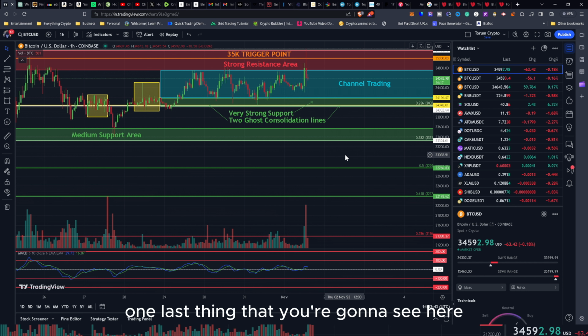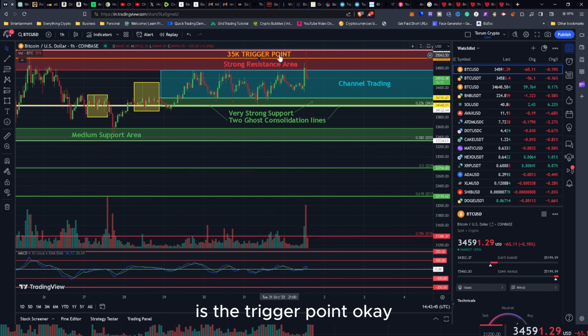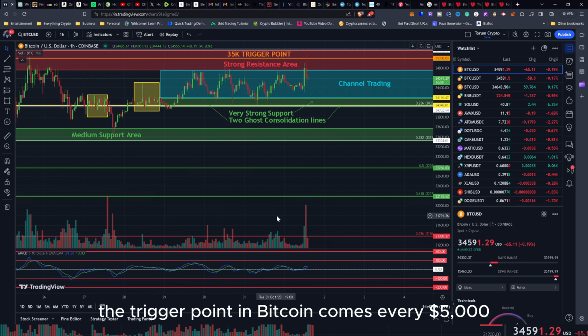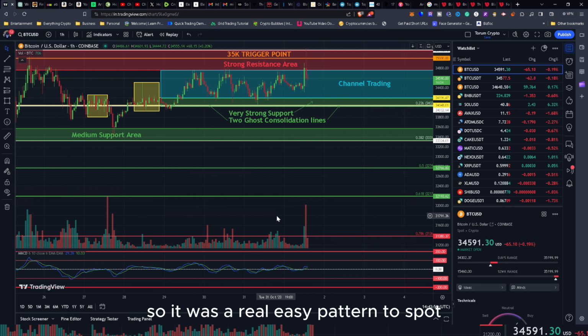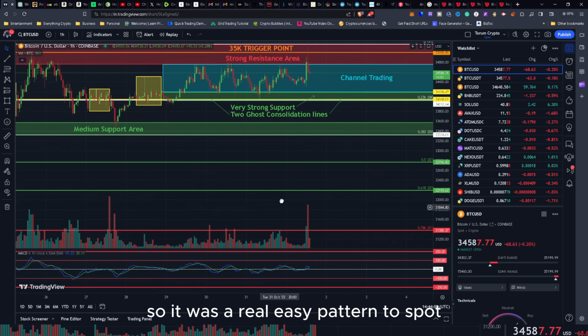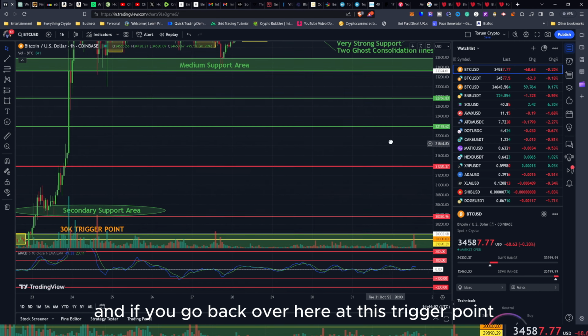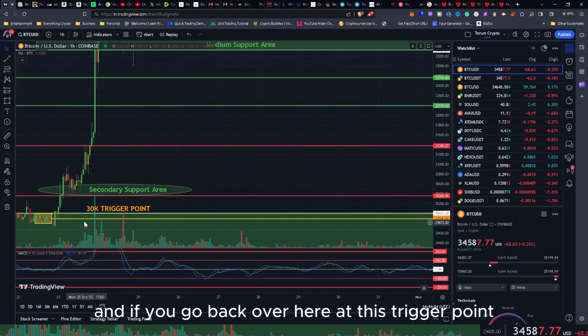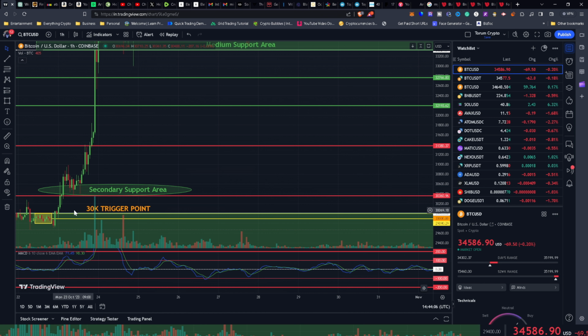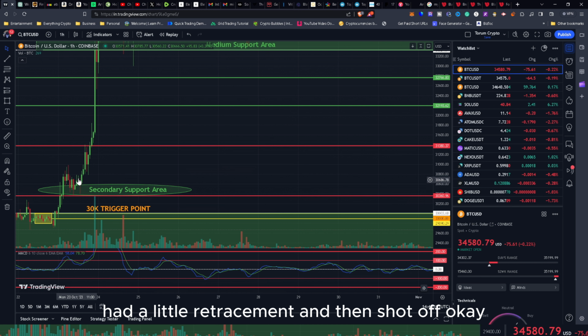Oh, one last thing that you're going to see here is the trigger point. The trigger point in Bitcoin comes every $5,000. So it was a real easy pattern to spot. And if you go back over here at this trigger point, it hit it and then it took off, had a little retracement and then shot off.